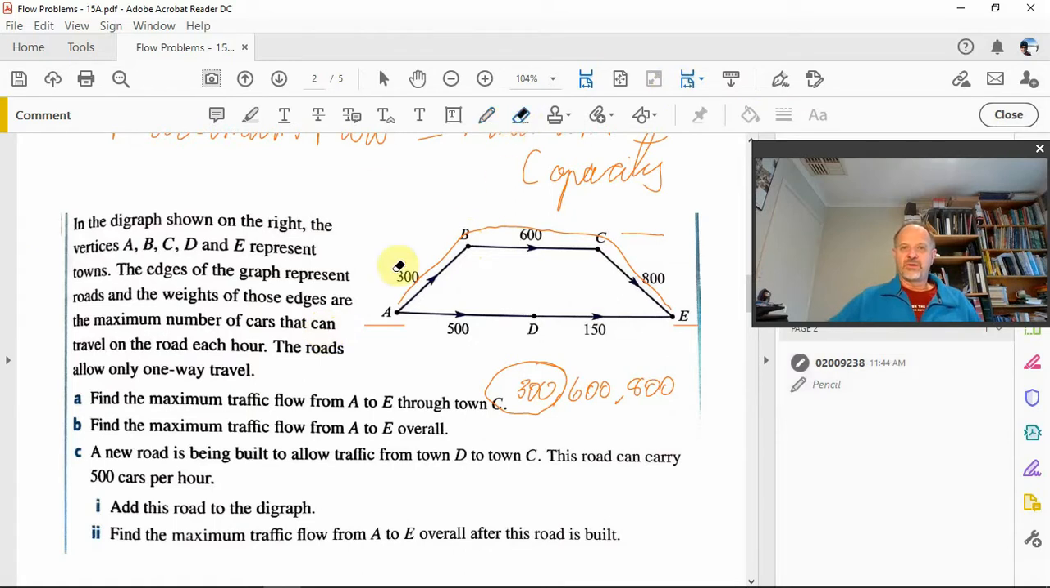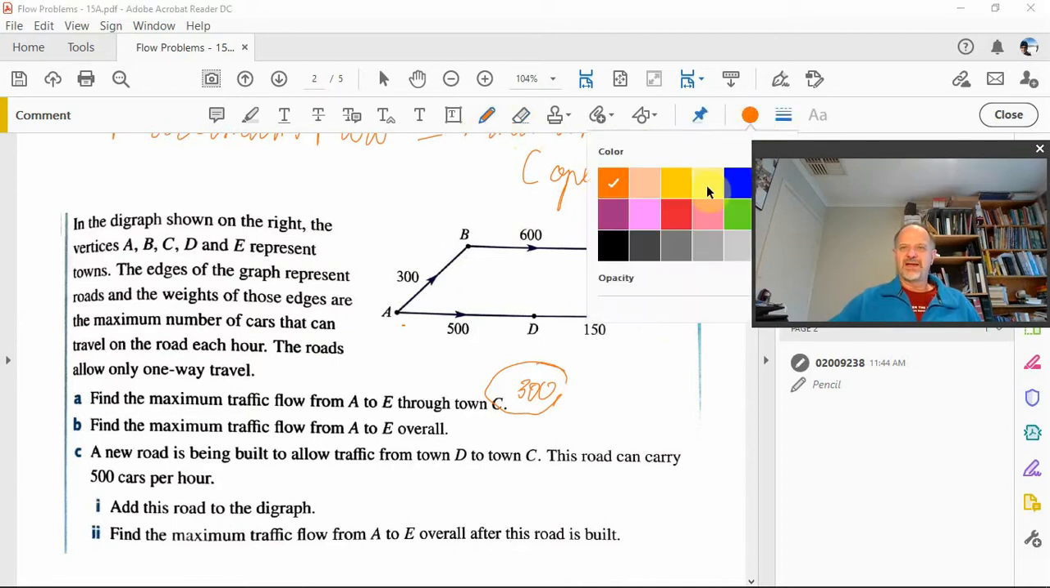I'll just erase some of this stuff so that I can go again. So we get rid of those. Should have just crossed them out anyway, not to worry. Now let's see if I can be tricky and change the colour of my pen without it changing. There we go, look at that. Then it says find the maximum flow from A to E overall.